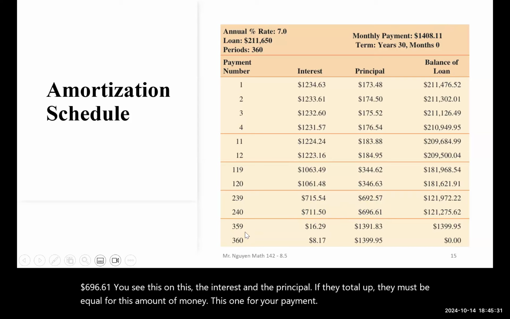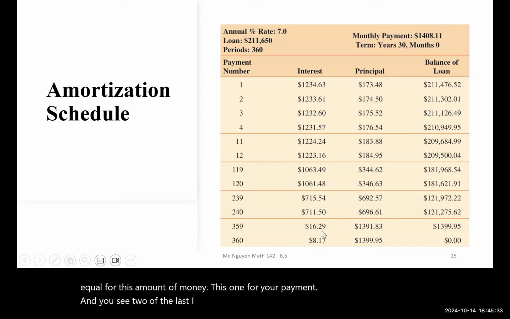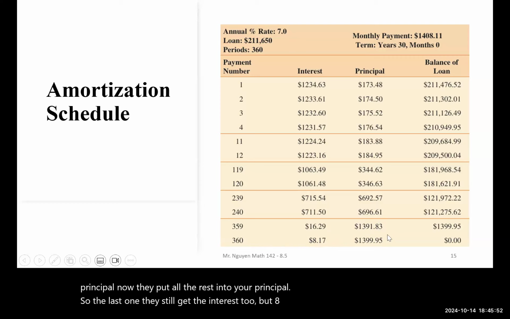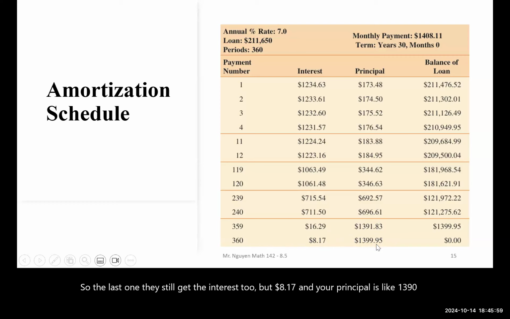And you see the second to last one. The interest right now is only $16 plus, and they push all the rest into your principal money. So the last one, they still get the interest too, $8.17, and your principal is like $1,399.95. That's it. That's the end of the balance.